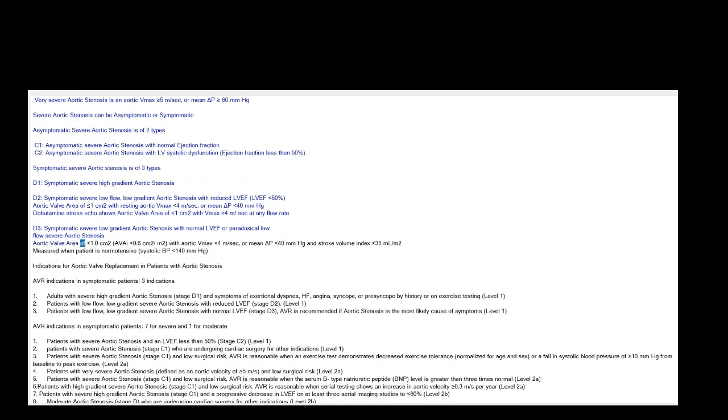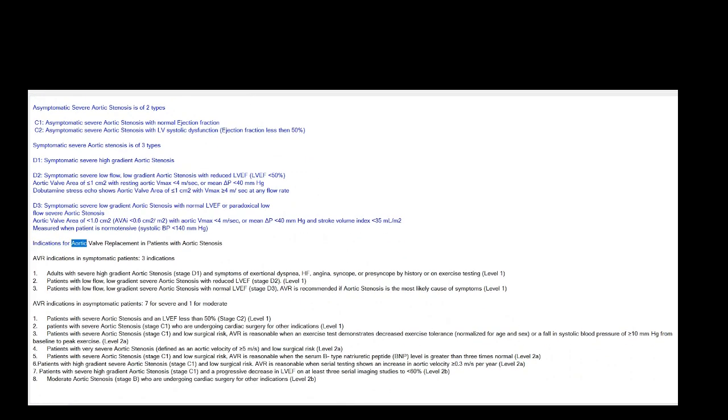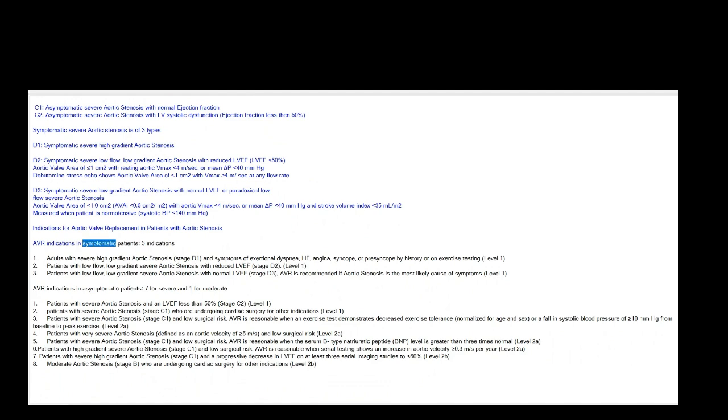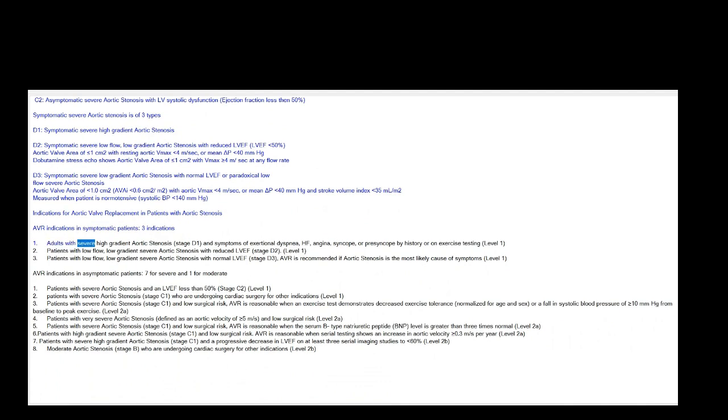Indications for aortic valve replacement in patients with aortic stenosis. AVR indications in symptomatic patients, 3 indications. 1. Adults with severe high gradient aortic stenosis, stage D1, and symptoms of exertional dyspnea, HF, angina, syncope, or presyncope by history or on exercise testing, level 1.